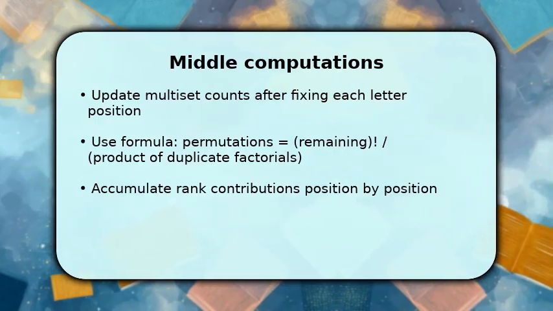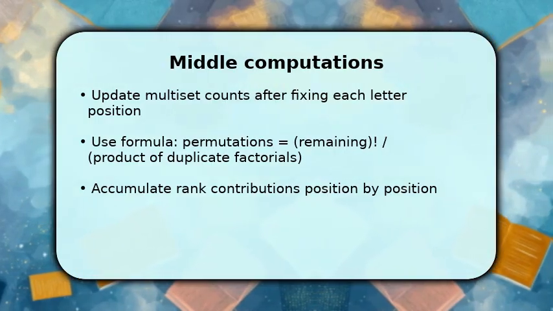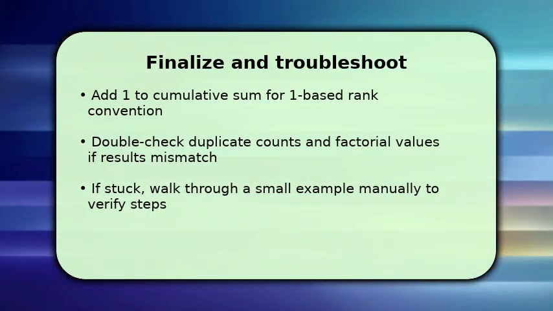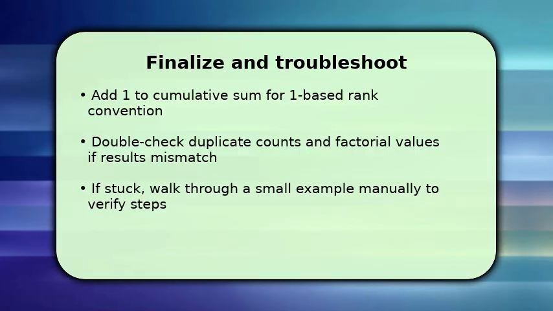Keep caching factorial values to avoid recomputing and reduce errors. You finish by adding 1 to your accumulated sum to convert from 0-based count to the usual 1-based rank. Once done, validate by recomputing a small example step by step.